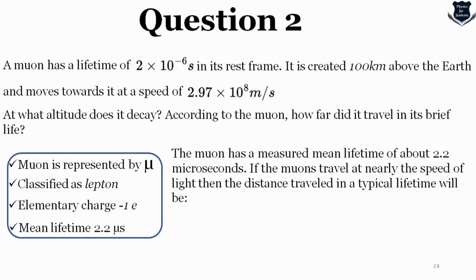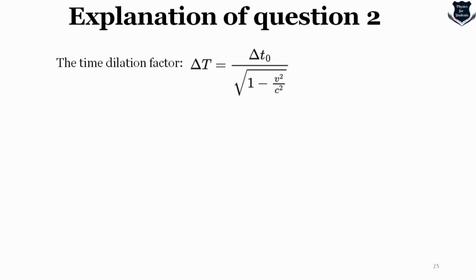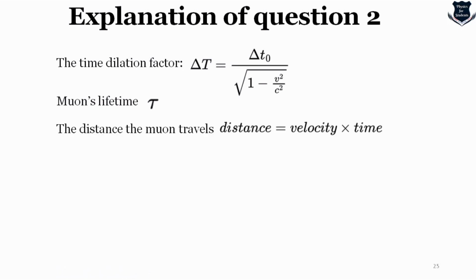So this is 2.2 microseconds, and this is the value for the muon, 2.2 multiplied by this. Then we come to the explanation. What we do here is take the time dilation factor, and we know the muon's lifetime is tau. The distance the muon travels is velocity multiplied by time multiplied by the gamma factor, because the time won't be the same. We have to take the Lorentz time transformation.